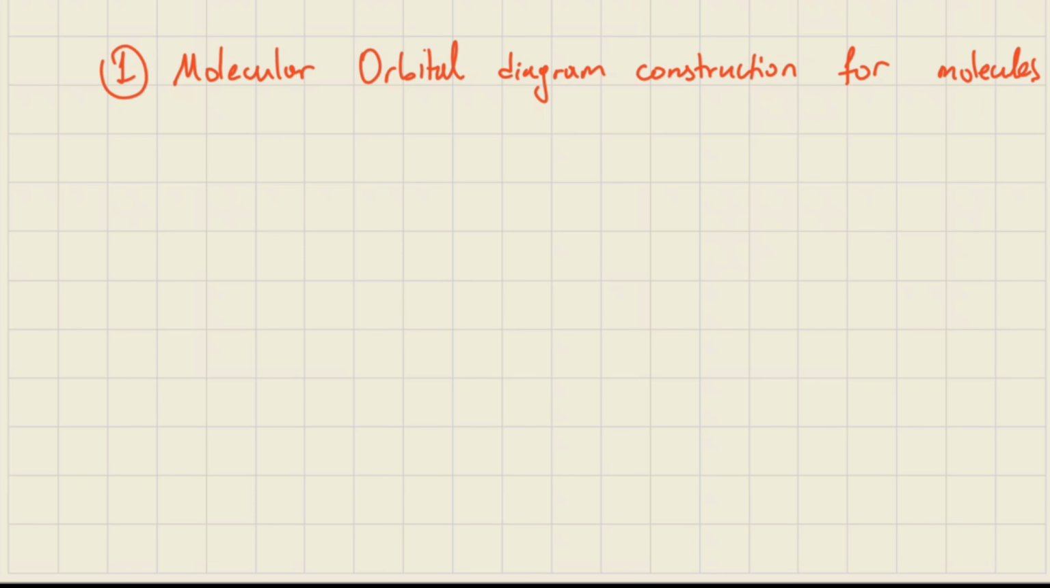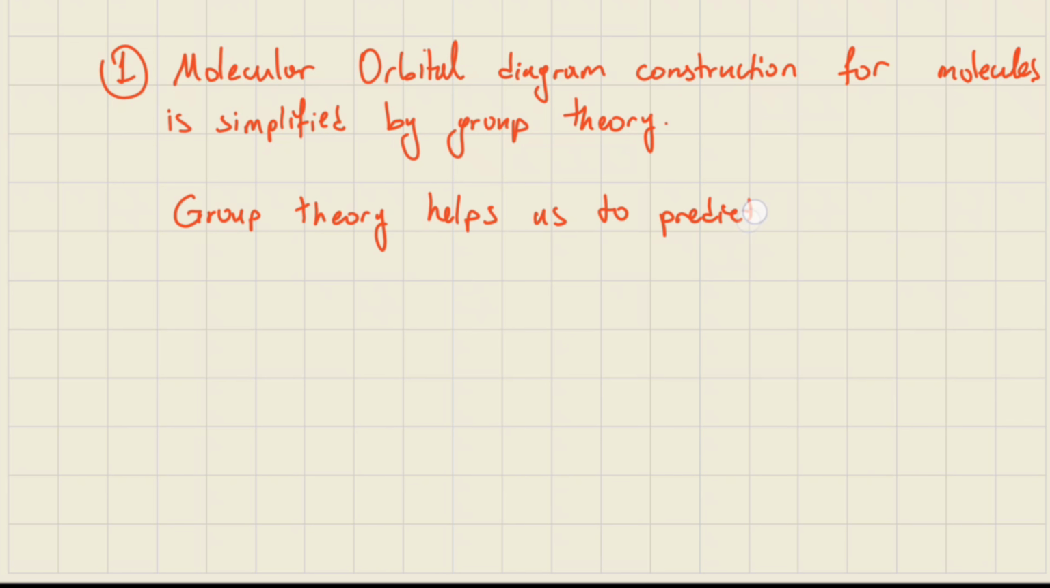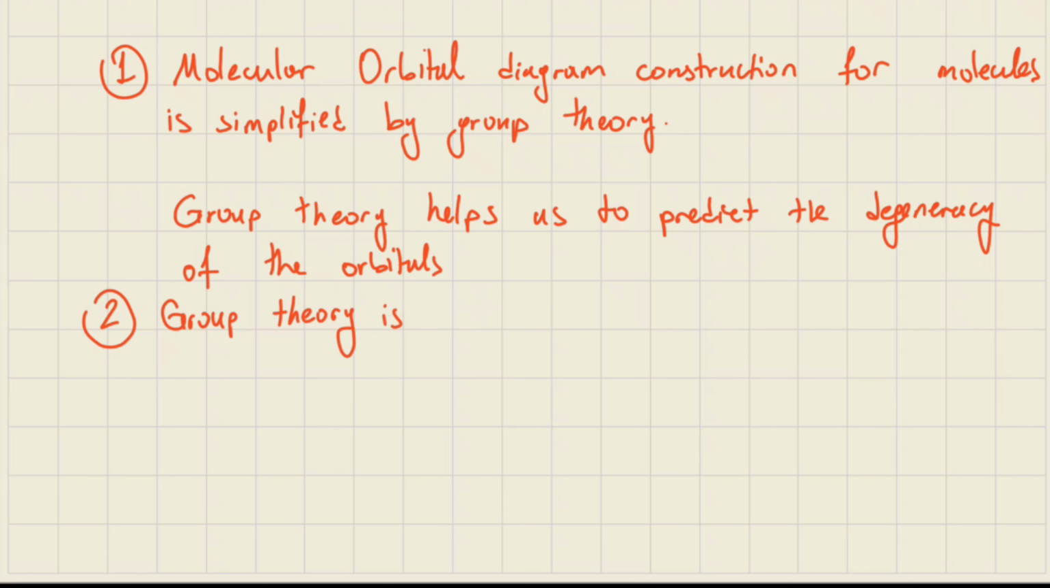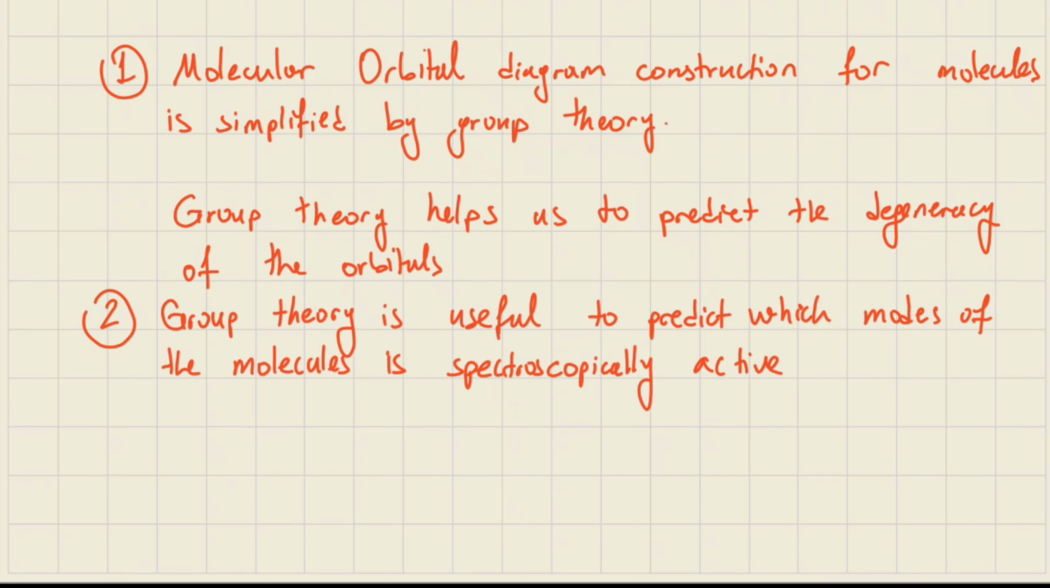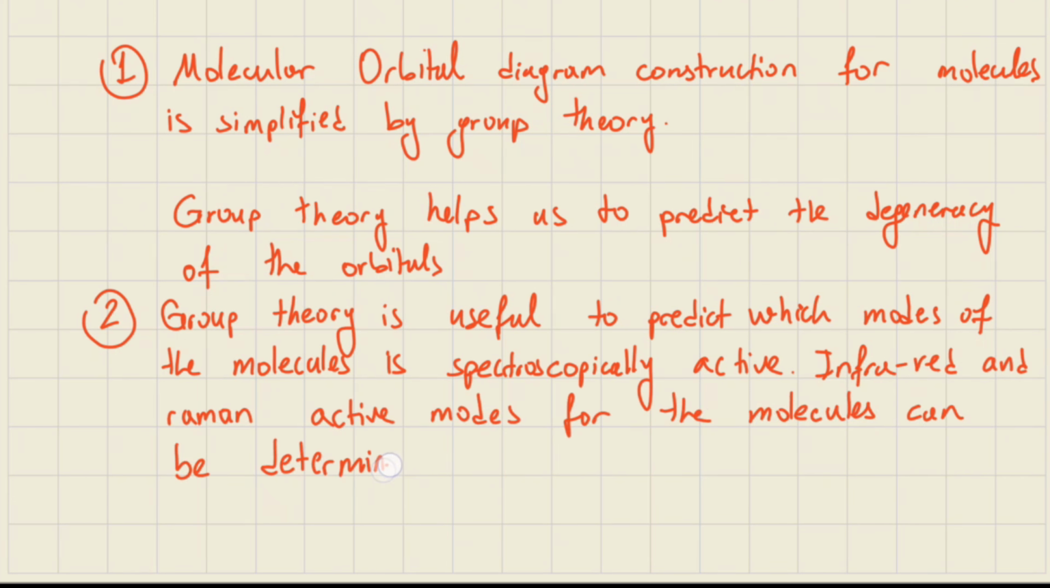It is used for solid-state chemistry, and it is also useful to simplify quantum chemical applications. Molecular orbital diagram construction for molecules is simplified by group theory. Group theory helps us to predict the degeneracy of the orbitals. Secondly, group theory is useful to predict which modes of molecules are spectroscopically active. Infrared and Raman active modes for the molecules can be determined by using group theory.